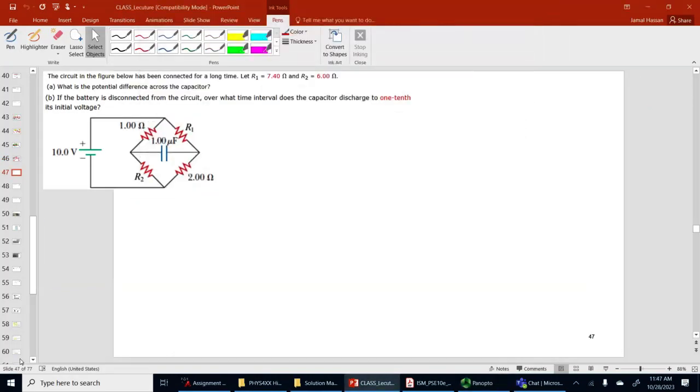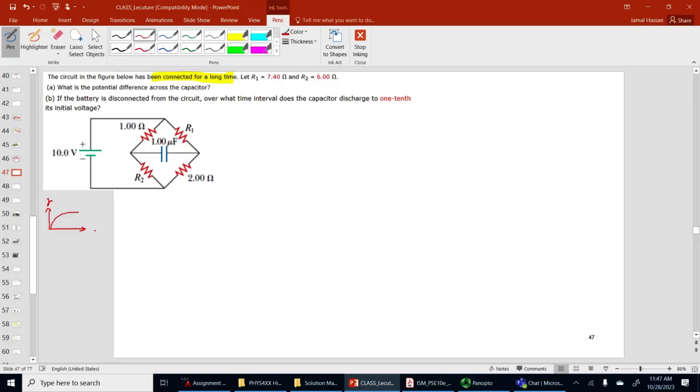Okay, this is an interesting question. We have this circuit. The circuit in the figure has been connected for a long time, so we need to understand what that means. If the circuit is connected for a long time, according to the lecture that I gave you on charging and discharging a capacitor, do you remember the charge on the capacitor? That when you charge a capacitor, the charge on the capacitor goes this way, right?